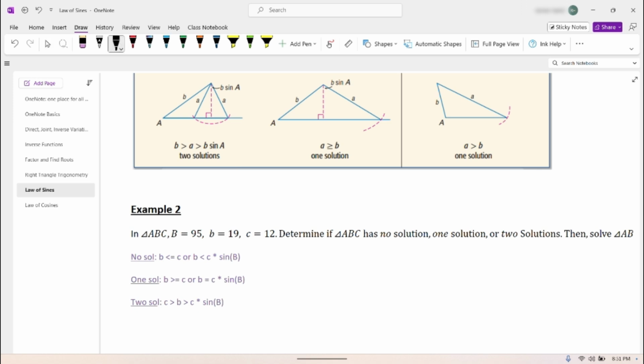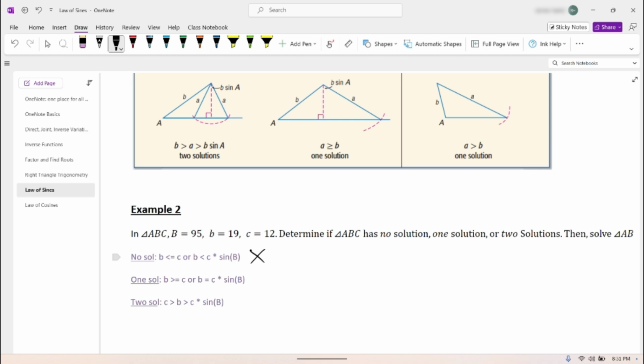So is b less than or equal to c, or b less than c sine B? We have b equals 19. That's not right there. If b is 19, then b is greater than c. So this doesn't apply here for us. We can just stop there. If we check one of the conditions and it doesn't work, then we can stop there. We don't have to even check b less than c sine B.